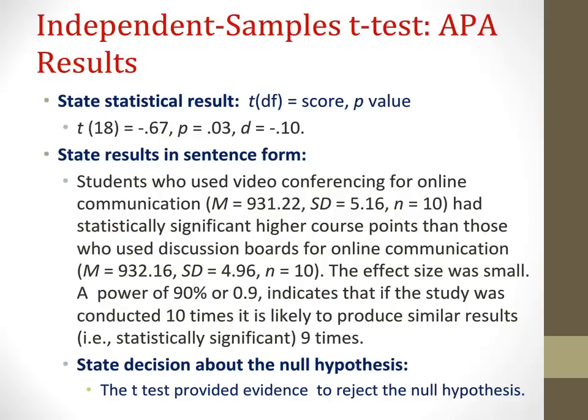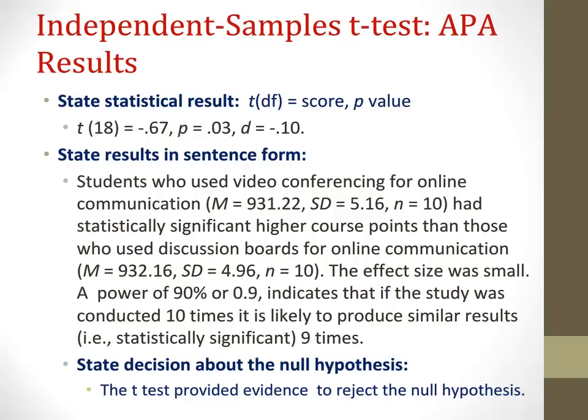When reporting results for an independent samples t-test in an APA results section, you need to state the statistical results, the t-value, the alpha level, and the effect size, as you can see in the first two lines here. After stating the actual statistical results, you need to make sure that you communicate what those results mean.